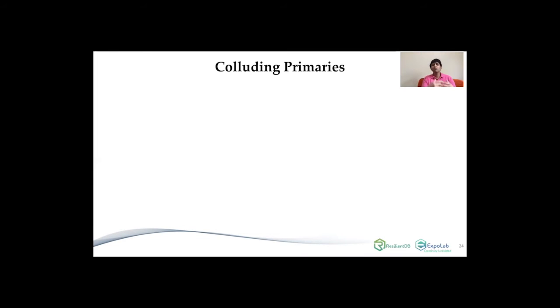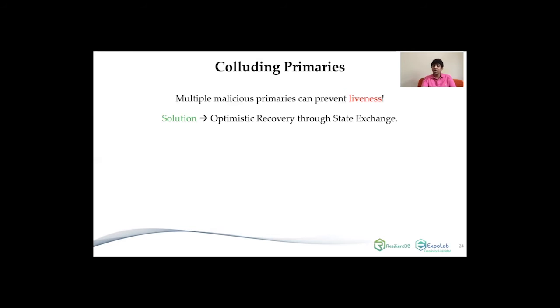And we'll show a scenario that if there are multiple bad primaries, they can prevent liveness. And a way to solve this is basically through state exchange. But before we go in that direction, let's try to at least illustrate what the problem is.